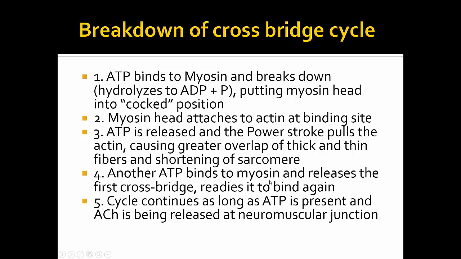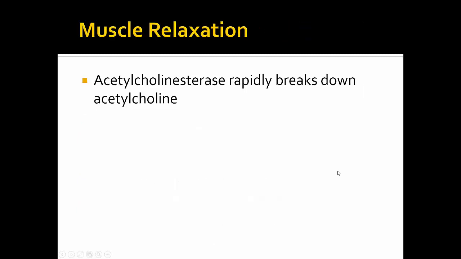Then another ATP binds to the myosin and releases the first cross bridge, readying it to bind again. The cycle continues as long as ATP is present and acetylcholine is being released at the neuromuscular junction. So here you need ATP to bind, to form the cross bridge, to pull, and then to break the cross bridge as well and form a new one.